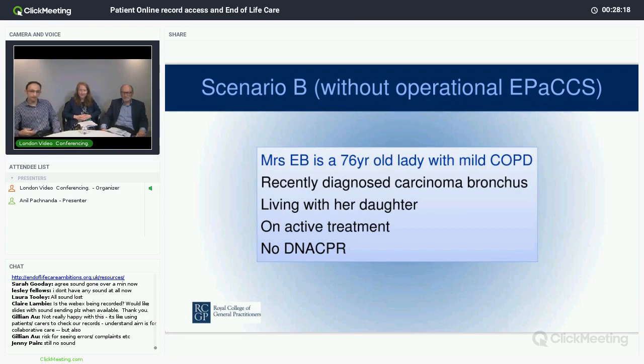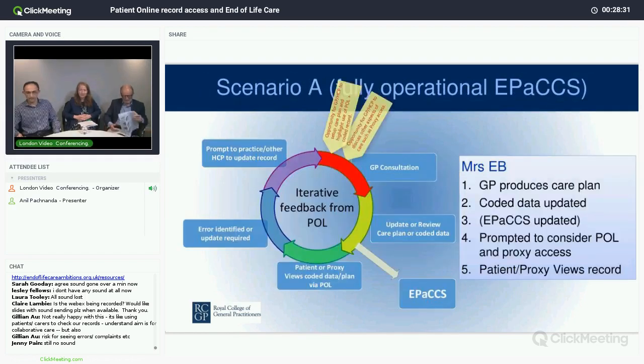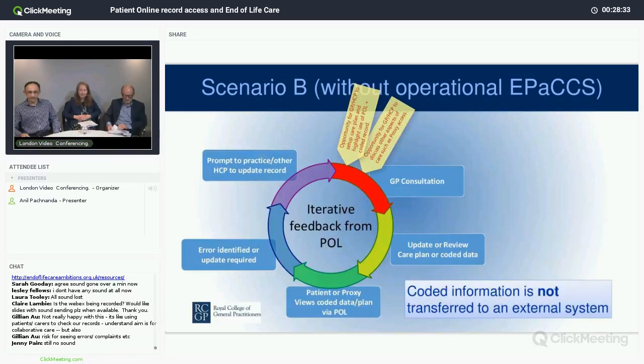So exactly the same scenario. She's a 76-year-old lady with mild COPD, diagnosed with bronchocarcinoma, living with her daughter, on active treatment, and no DNACPR is in place. Actually, it's exactly the same process. The only thing that changes is that the coded information is not transferred to an external system. The actual interaction with the patient and their view of their coded data, because a care plan would still be useful for this patient. So you would still develop a care plan.